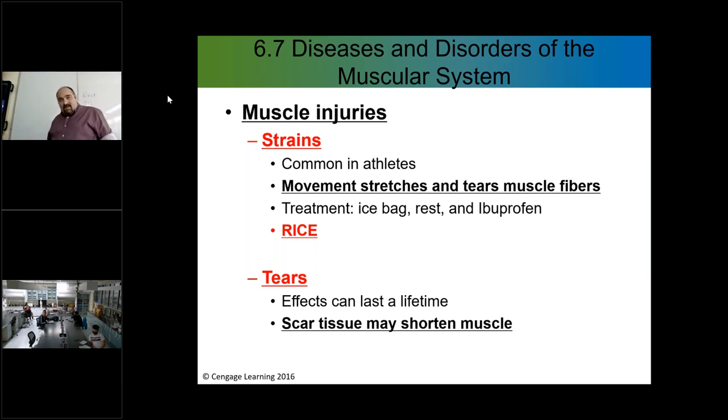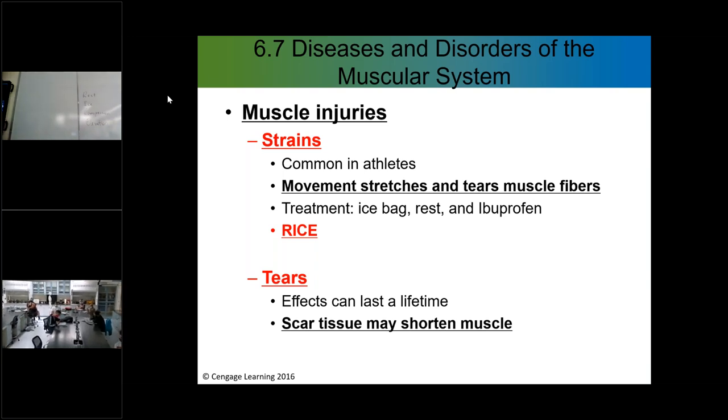If you were to just let it rest on the side of your body, it could actually get more swollen, more edematous, more swelling taking place. So elevation, a good thing.